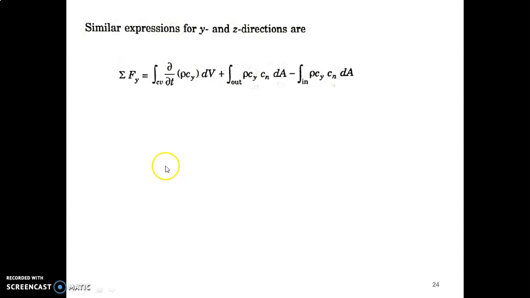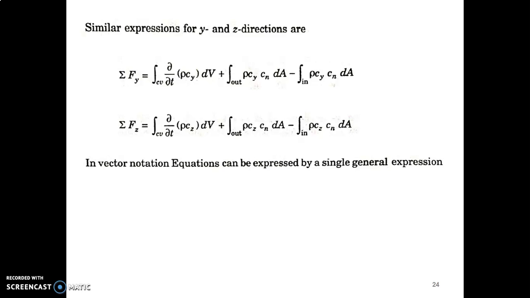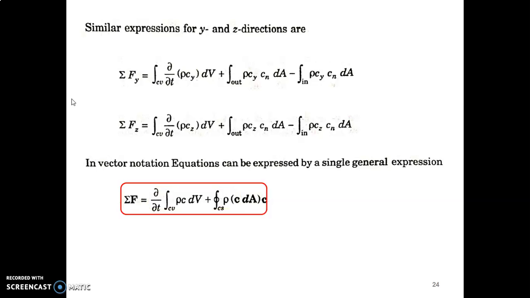Now similar expressions for the y and z directions can also be shown like this. For the y direction we change the suffix x in the previous expression to y, in the case of force and also in the case of velocity. So we can change the direction. For the z direction also we can show the expression like this. Now here also we will take the vector notation of the equation. Before stating the vector notation, let us look at the diagram.